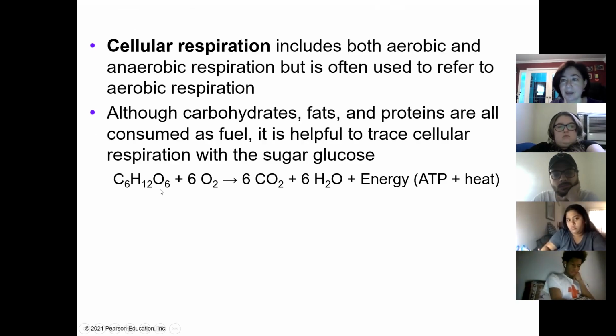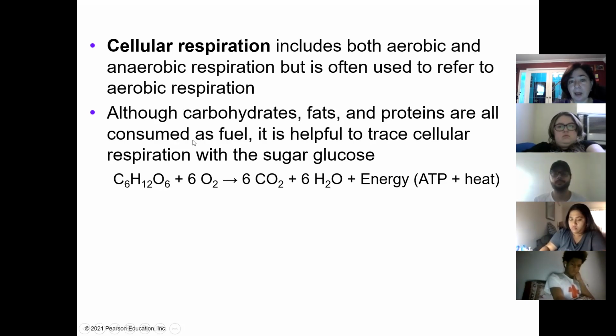And here is the chemical equation of cellular respiration, which is glucose, C6H12O6, plus six molecules of oxygen give you six molecules of carbon dioxide and six molecules of water plus ATP. The amount of ATP molecules we'll discuss later on today, how much ATP is produced during cellular respiration.